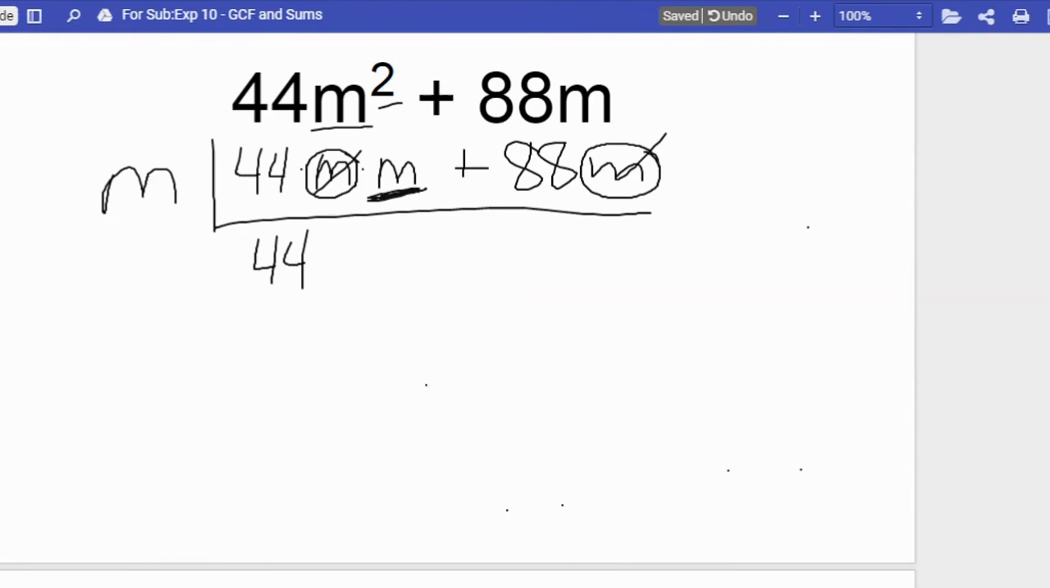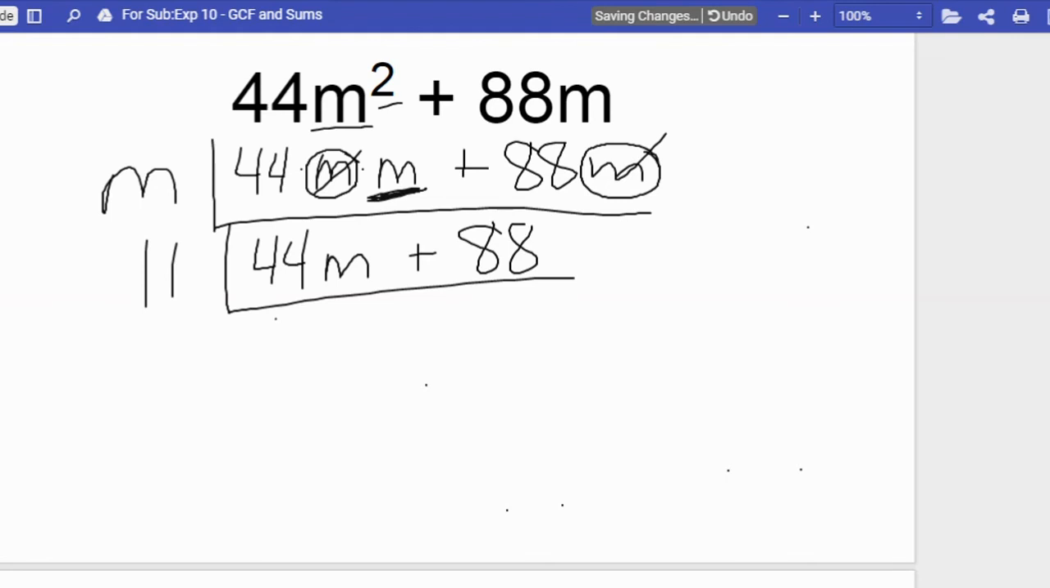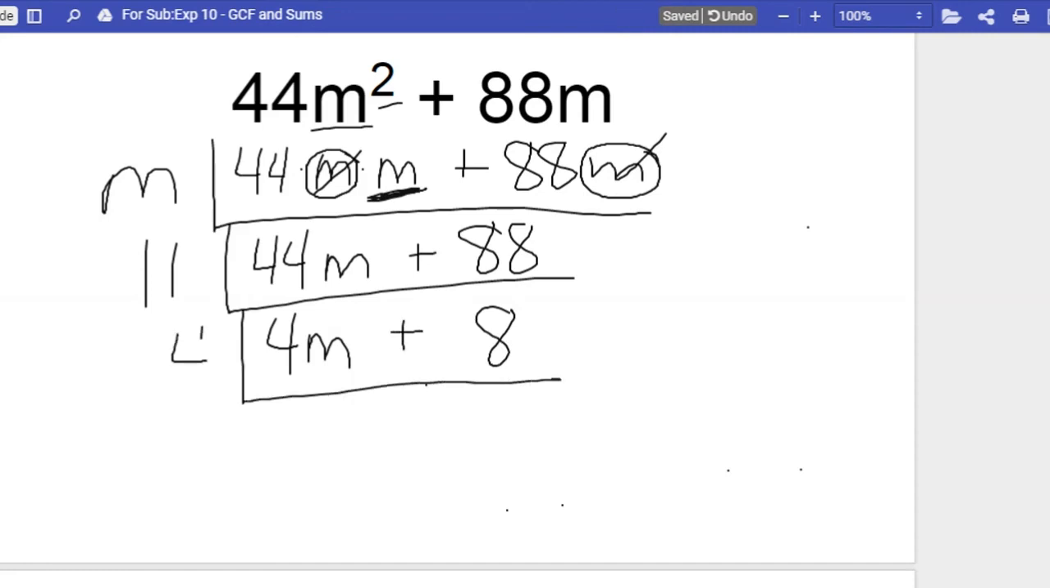So now I'm going to draw my ladder. Now, how many m's are in common? Well, this one has one here, and this one has one here. So I can only pull one m out front because that's all that's in common. They don't both have 2 m's, so I can only pull out what's common. So I took these out. So what am I left with? 44, and I still have this m because I only got to pull out one, plus 88. So my variables, nothing else in common in the variables.